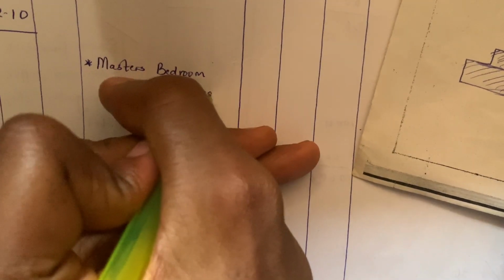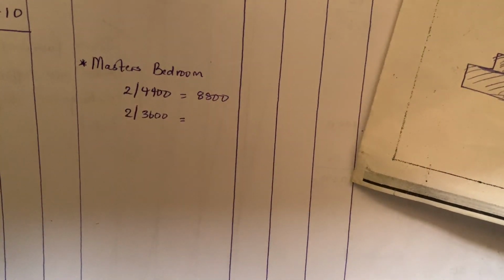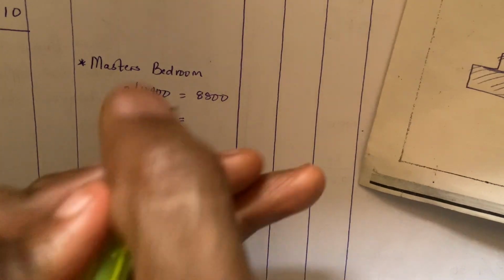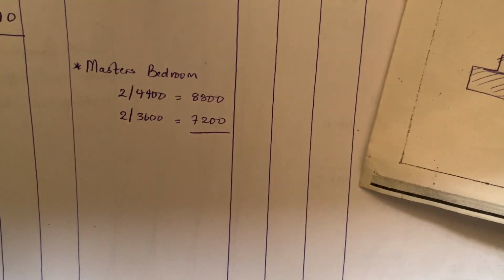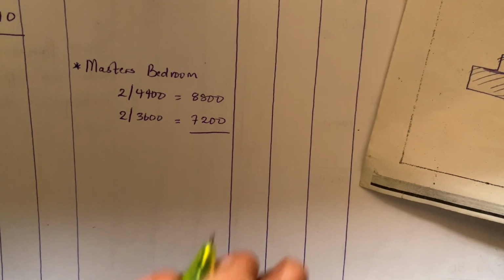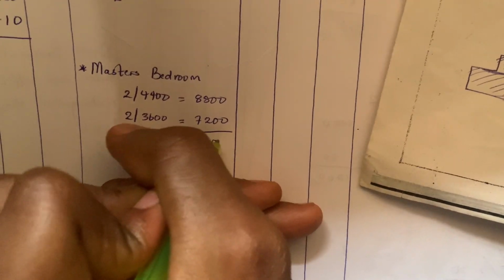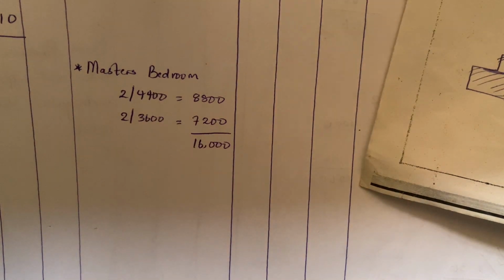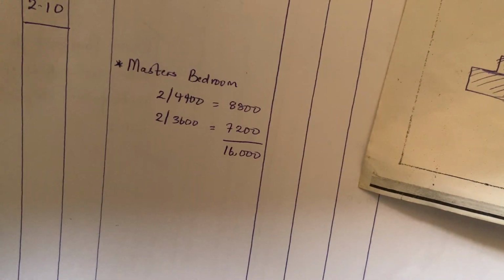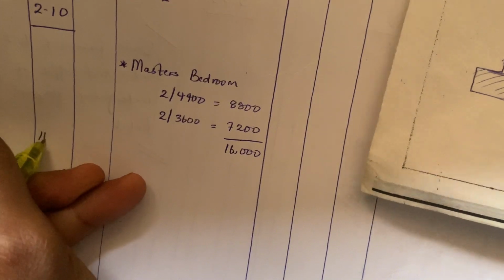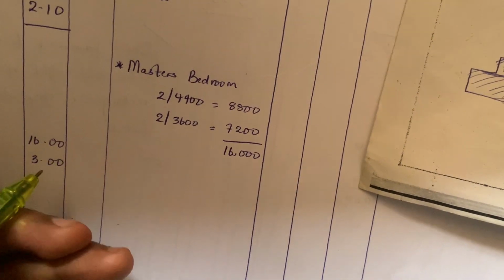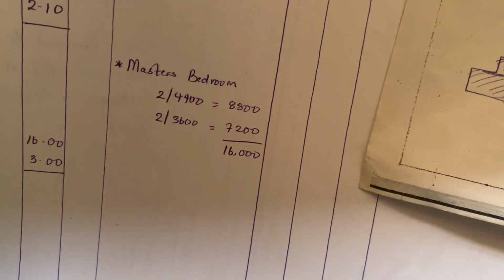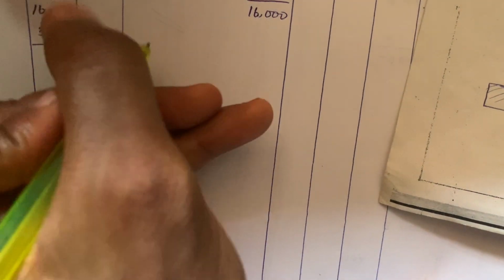That's 8,800 by 7,200. And when you add them together, that gives 16,000, and then we book 16.00 by the height 3.00, and then we close. Then we begin to do the deductions.